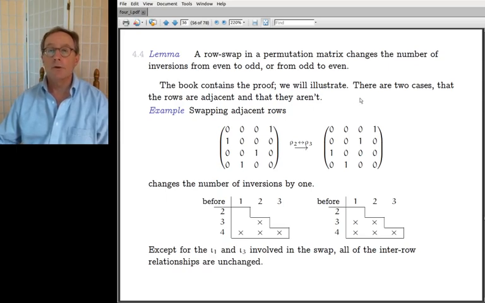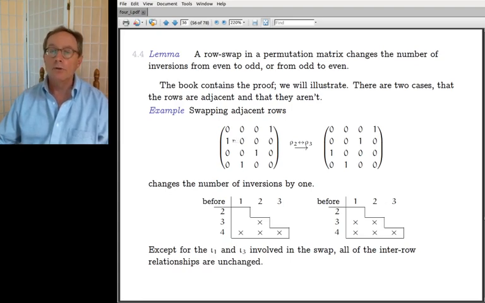There are 2 cases. The first case is that the rows are adjacent, and the second case is that they aren't adjacent. So here's what happens when you swap adjacent rows. Row 2 and row 3 here. I'm going to swap them, and you see that I've swapped row 2 and row 3. I'm going to count the number of inversions. So here is what happened, and here's what happened.